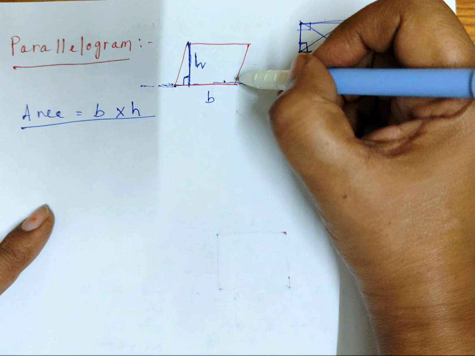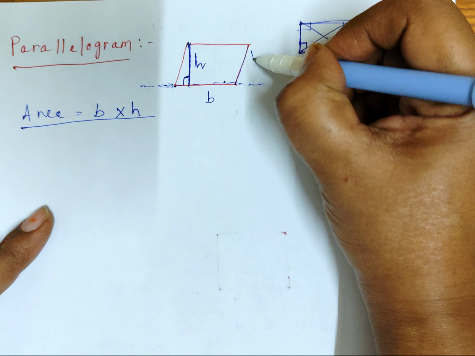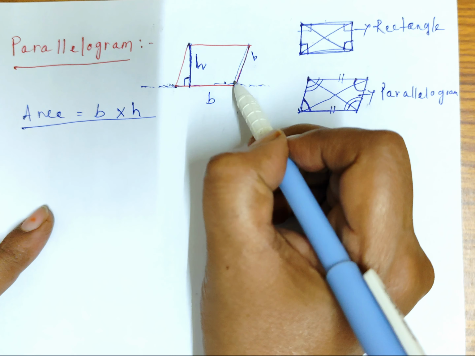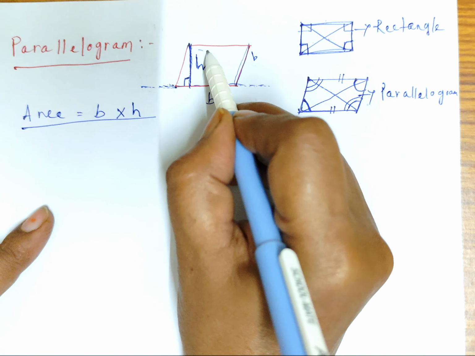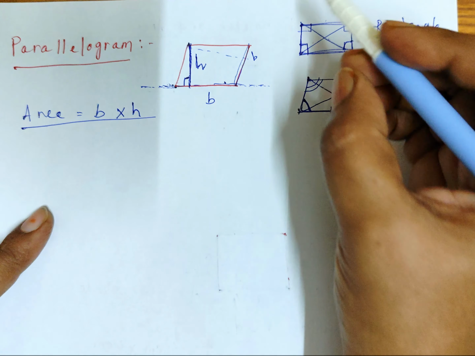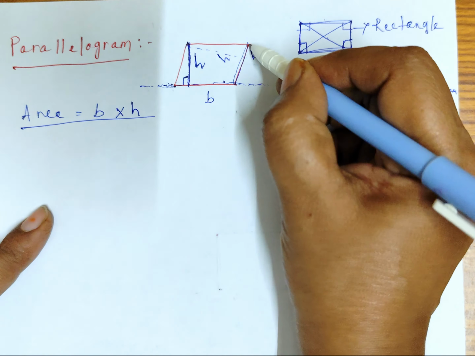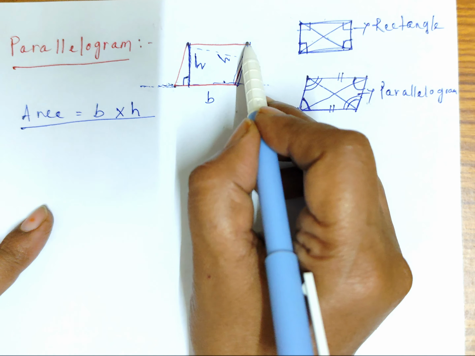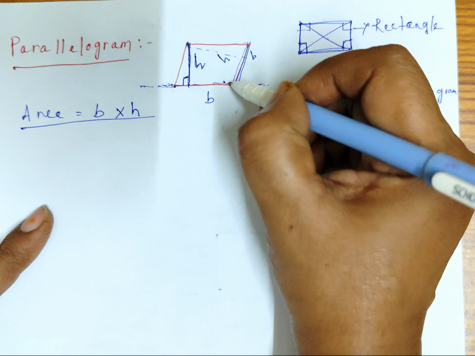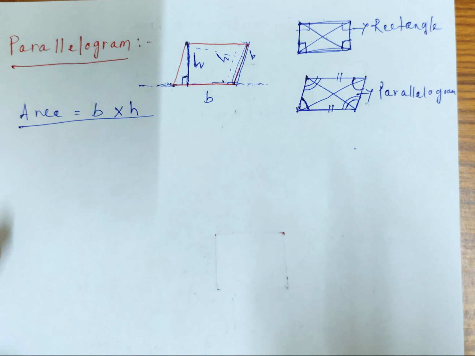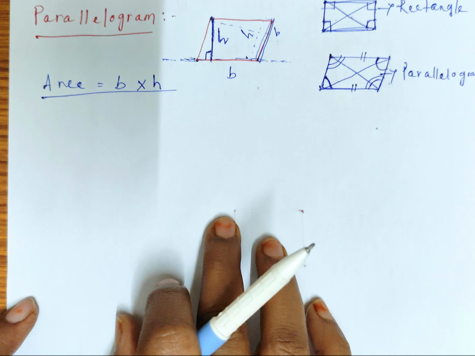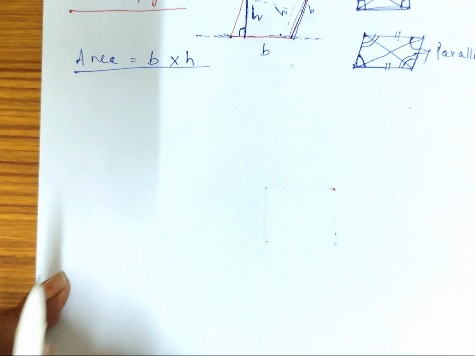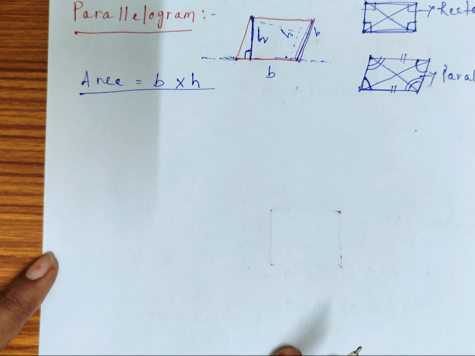If you rotate this and take it as the base, in this case the opposite angle is this. So you can draw the height like this. Okay. So this will be the height for this base. Similarly, if you rotate, if this will be the base, you can draw from the opposite line like this. This will be your height. So the area of a parallelogram is nothing but base into height, right?